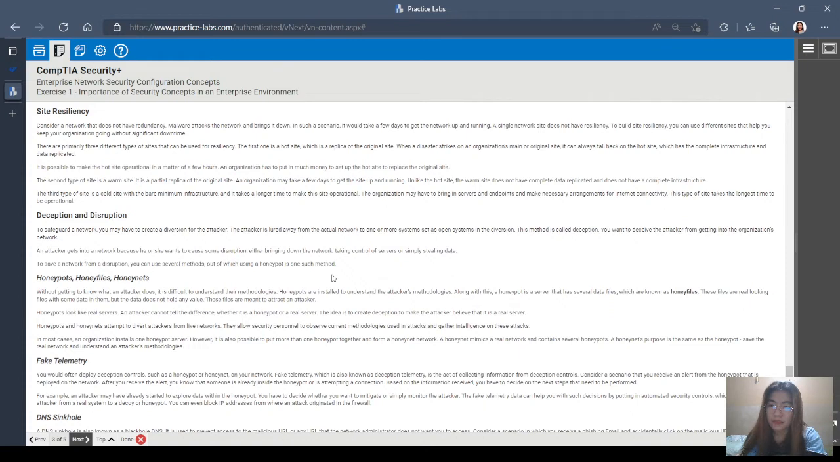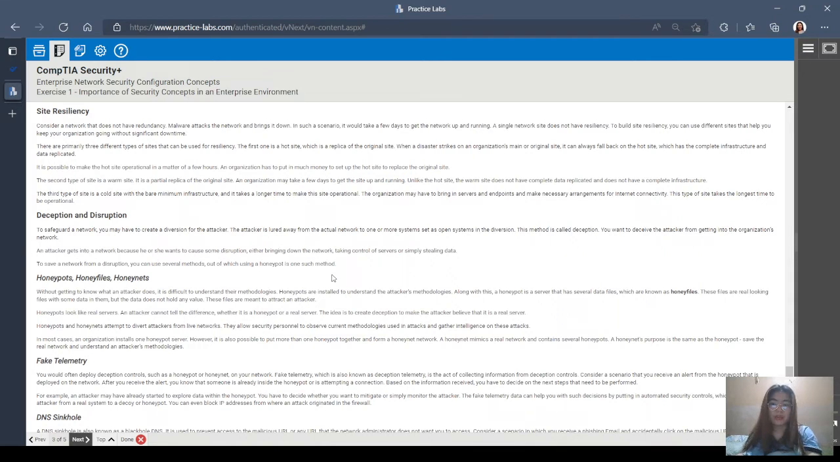The second type of site is a warm site. A warm site is a partial replica of the original site. The organization may take a few days to get the site up and running, unlike the hot site. The warm site does not have complete data replicated and does not have a complete infrastructure.